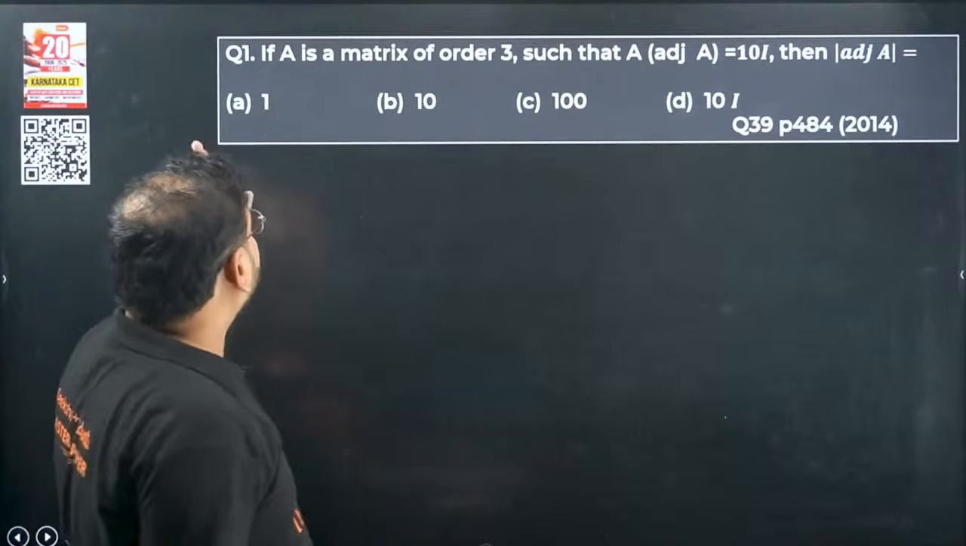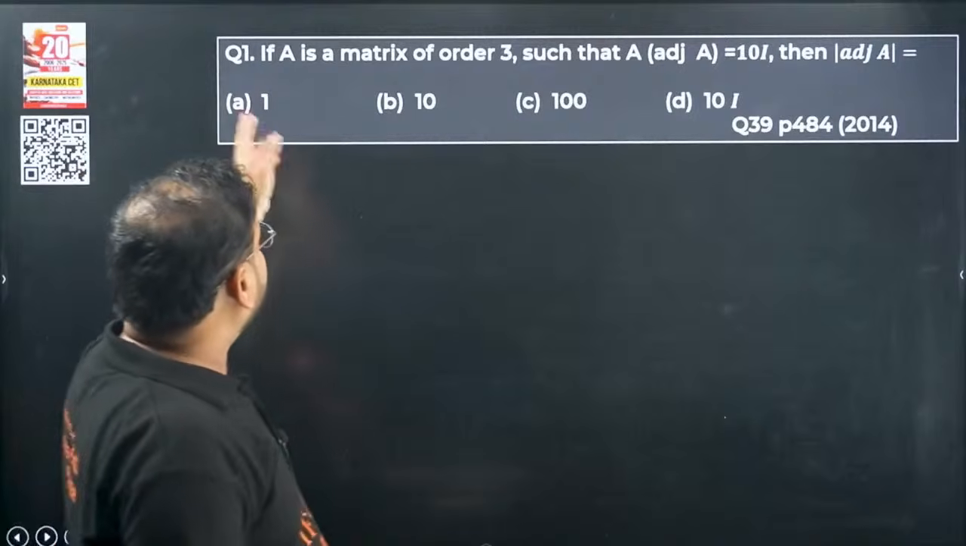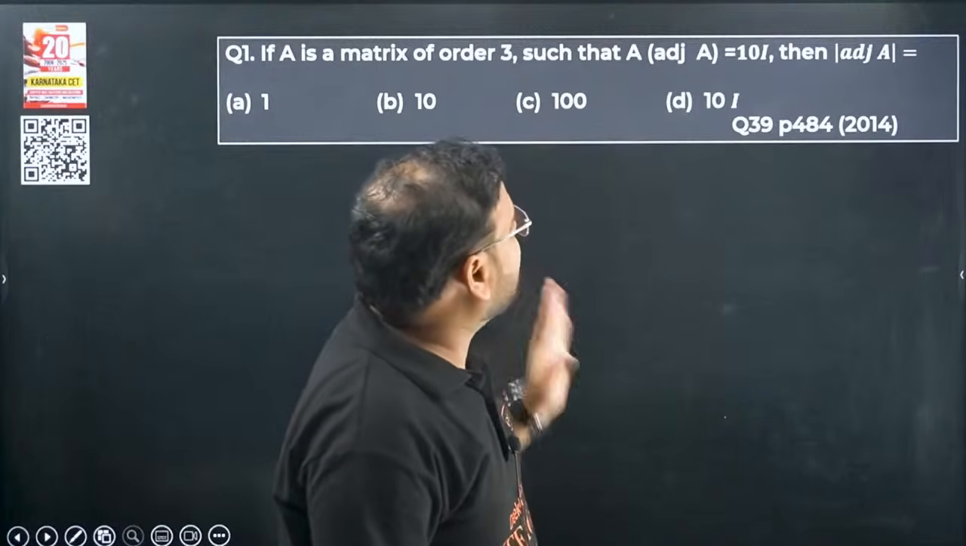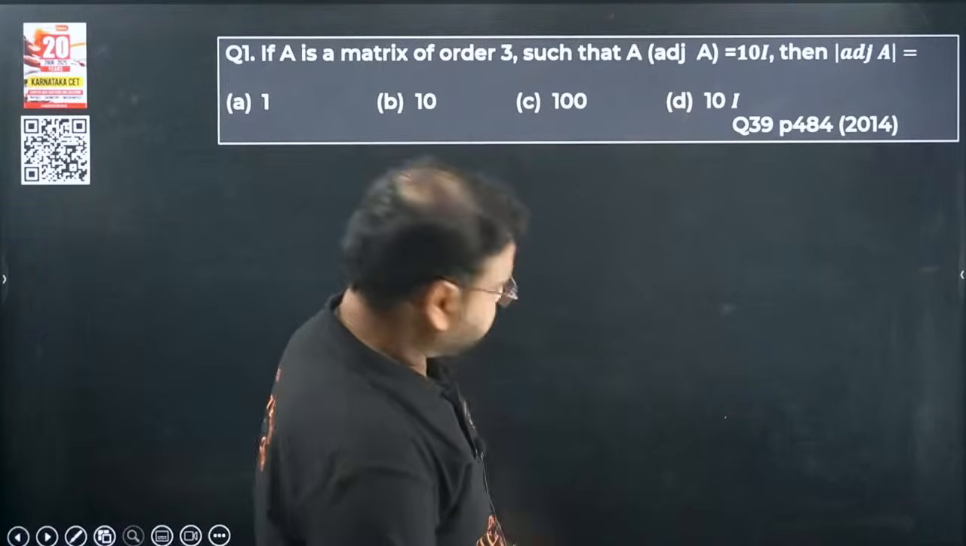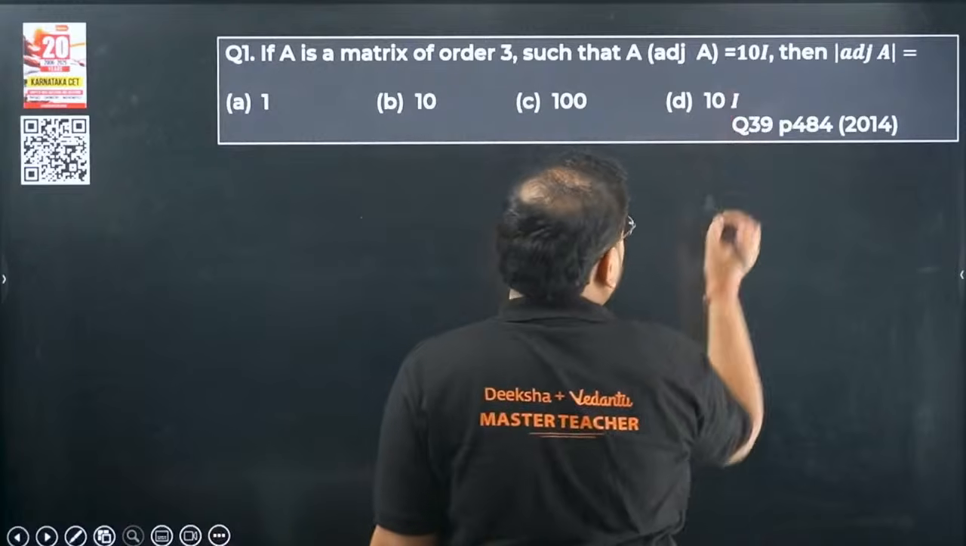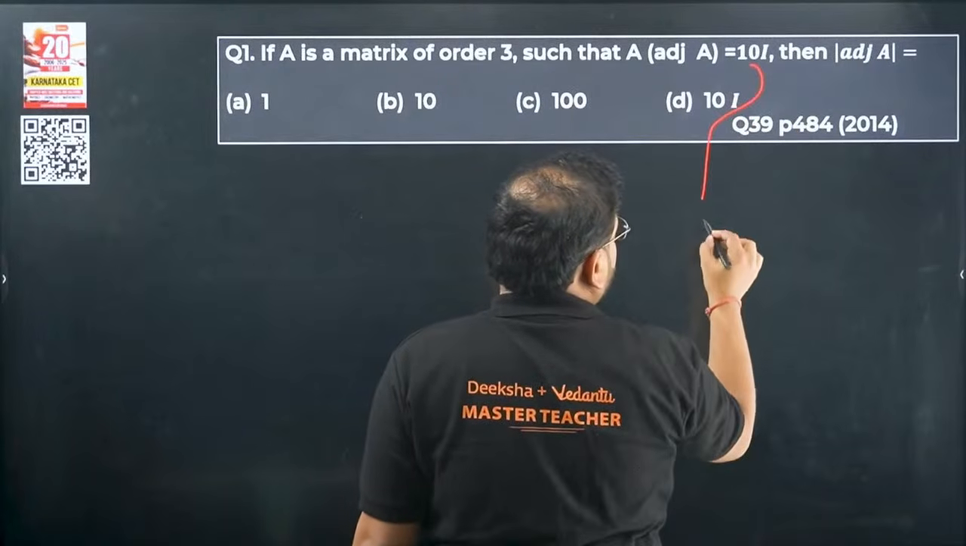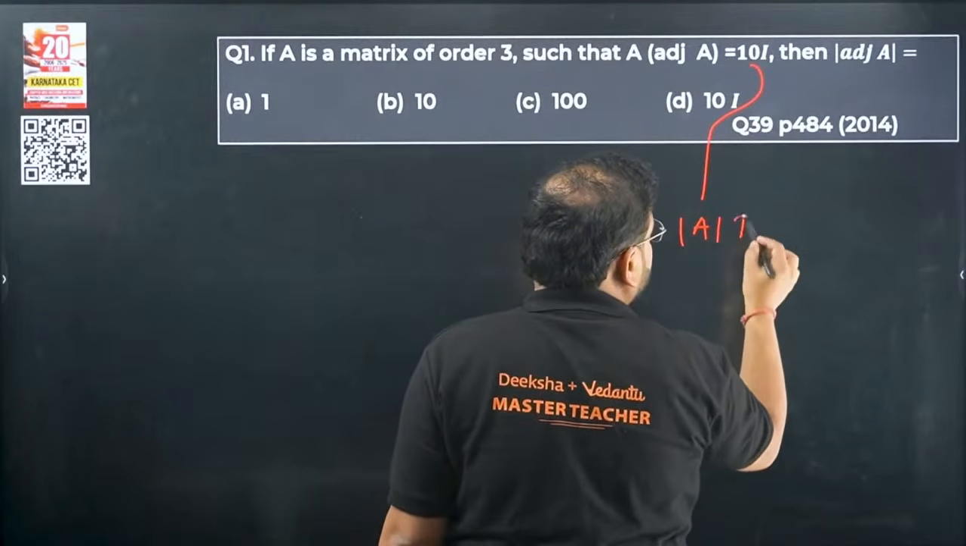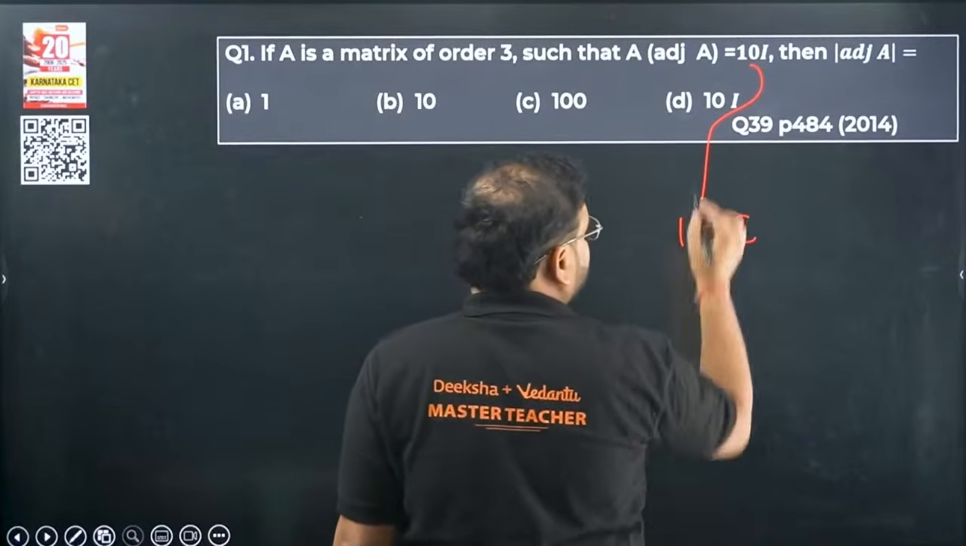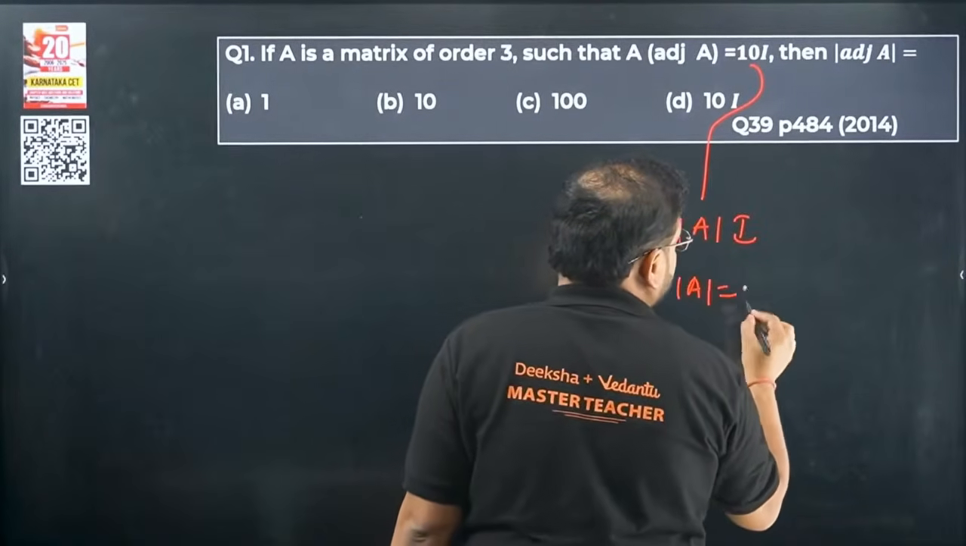So over here, let's see what's the first question. A is a matrix of the order 3 such that A adjoint A is given as 10I. Okay sir, 10I. So we know the property of this gives me that this should be what? Determinant of A times of I. Determinant of A is what? In this case, determinant of A becomes 10.